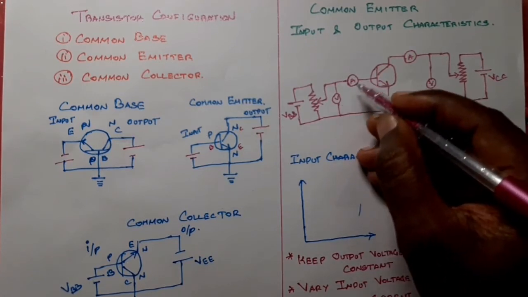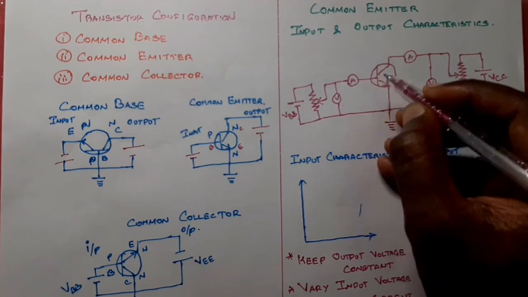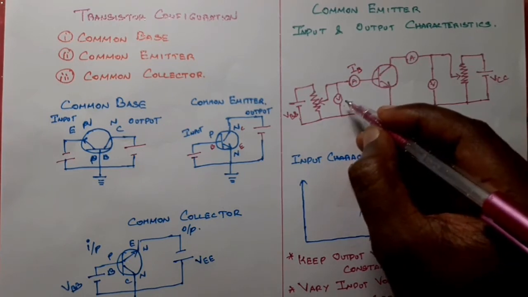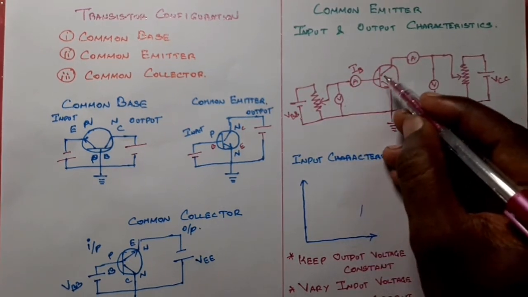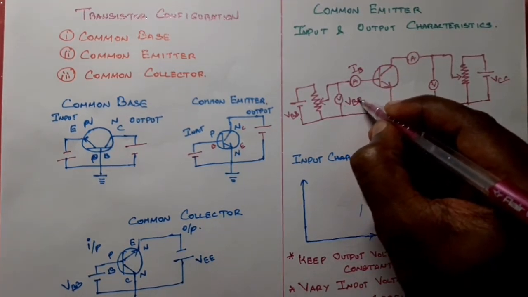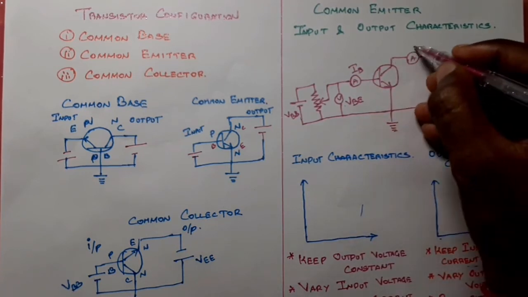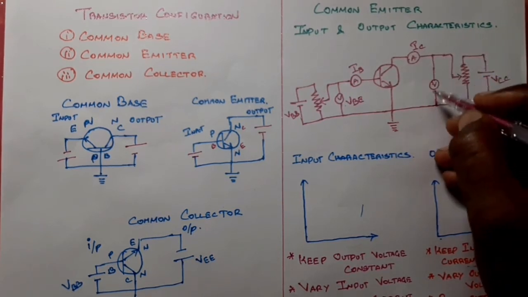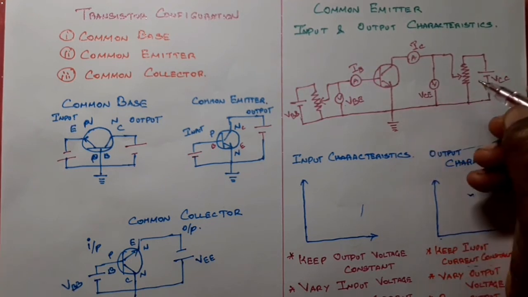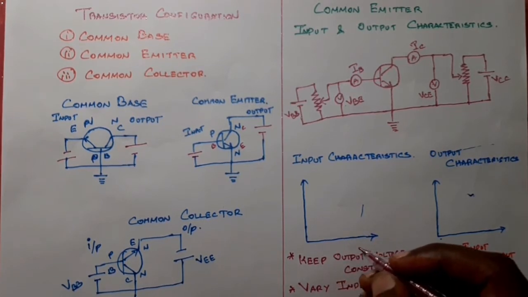Then what about this ammeter and voltmeter? This ammeter is connected to the base, so this current is IB. This voltmeter is connected between the base and the emitter, so it is called VBE. Again this ammeter is connected with the collector, so IC. This voltmeter is connected between collector and emitter, so this one is VCE. We have to write like that, then only can we start our input characteristics operation.